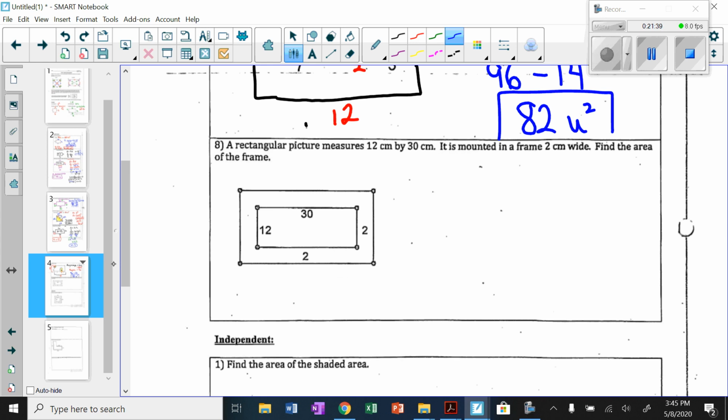Okay, a rectangular picture measures 12 by 30 centimeters. It is mounted in a frame 2 centimeters wide. Find the area of the frame. Well, a couple of things. When it says 2 centimeters wide, that means from here to here is 2 centimeters, and from here to here is 2. So that's what those 2's represent. When I'm asking you to find the area of the frame, I'm asking you to find the area of this yellow region right here that I'm highlighting.